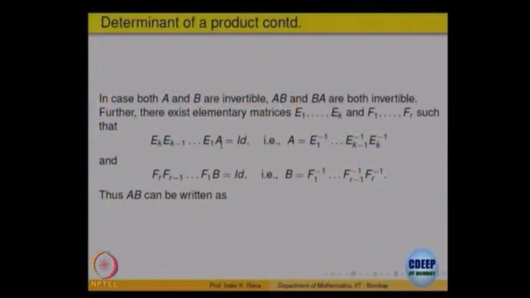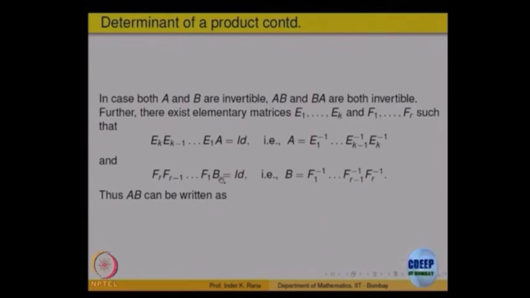So, that is okay. So, let us write: if A is invertible, its reduced row echelon form must be identity. So, there will be some elementary matrices E1, E2, up to Ek, such that their product with A is equal to identity. So, what will A be equal to? I can take them to the other side as inverses. So, A is equal to E1 inverse up to Ek inverse.